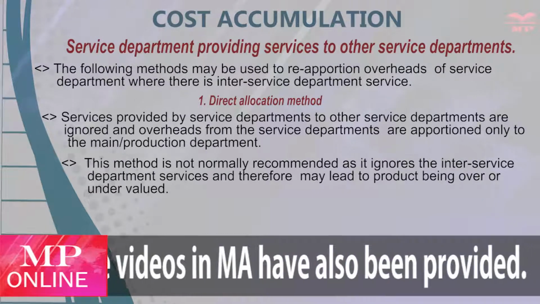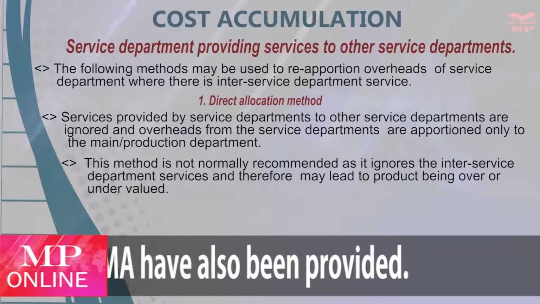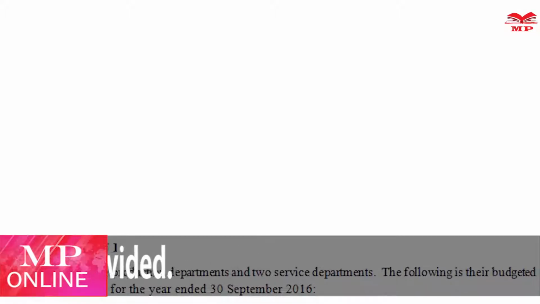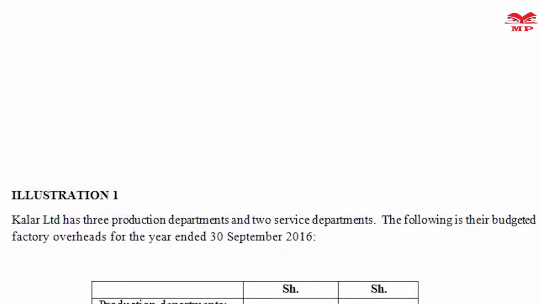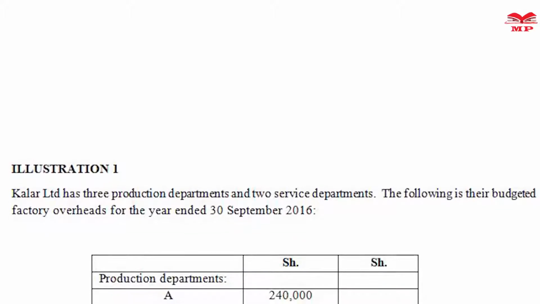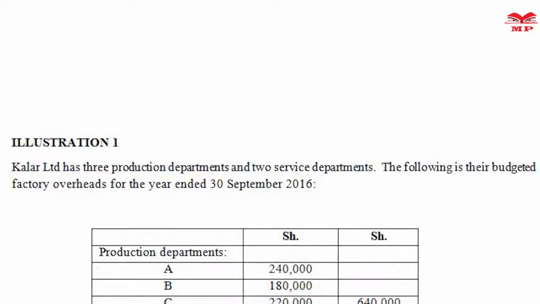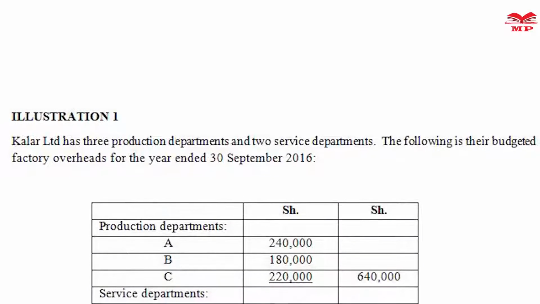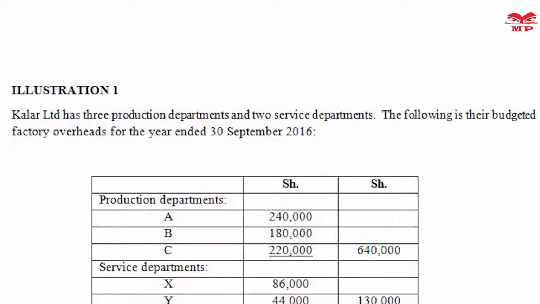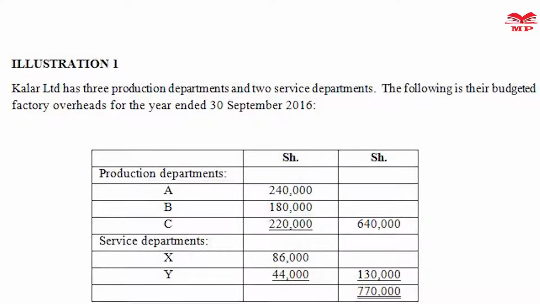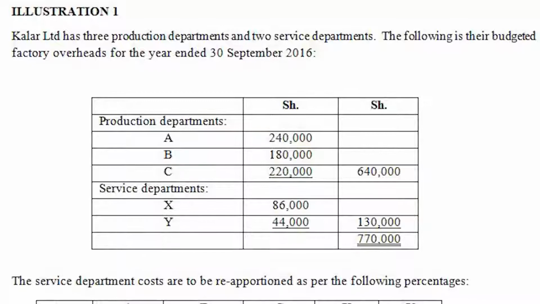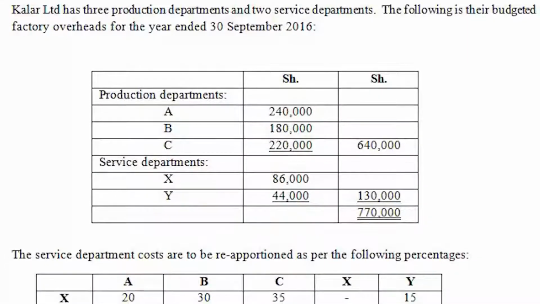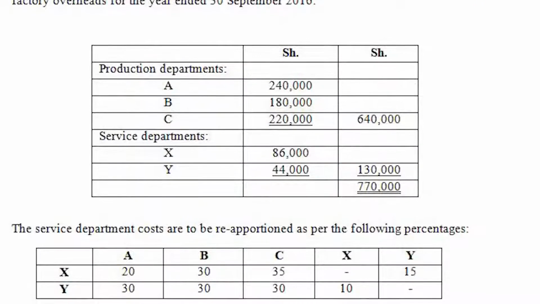Now, the illustration reads that Kala Limited has 3 production departments and 2 service departments. The following is their budgeted factory overheads for the year ended 30th of September 2016. Production departments A, B, and C. Department A, 240,000. B is 180,000, and C is 220,000. Total of 640,000. Service departments X and Y. X is 86,000. Y is 44,000. Total 130,000. And the factory overheads total to 770,000.